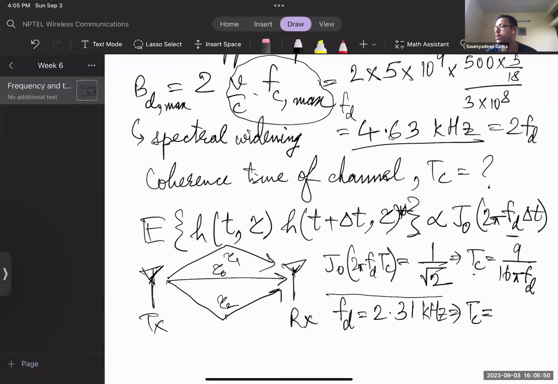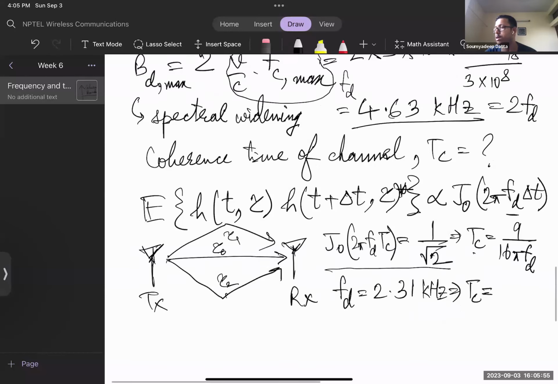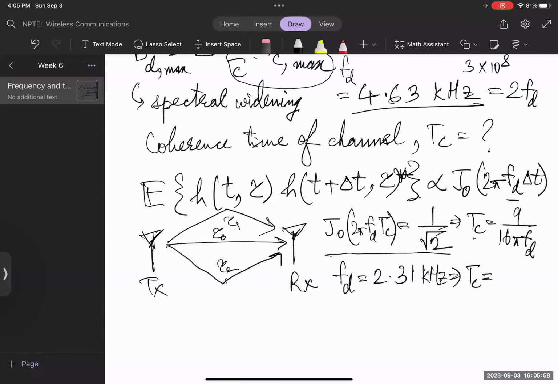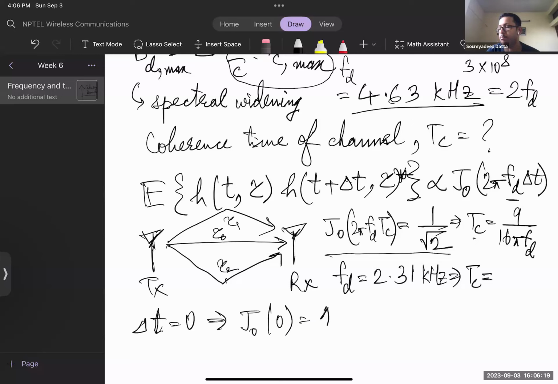If you have to find that, that is the definition of coherence time: what is the value of delta t, the time difference, for which your channel correlation falls to 1 by root 2. Because if you put delta t equal to 0, there is no time difference, then by definition J0 of 0 is equal to 1, which means the channels are perfectly correlated. And as delta t goes to infinity, obviously J0 goes to 0.